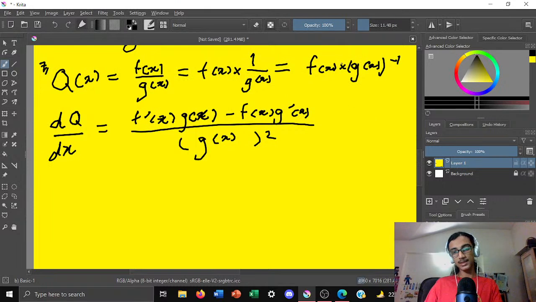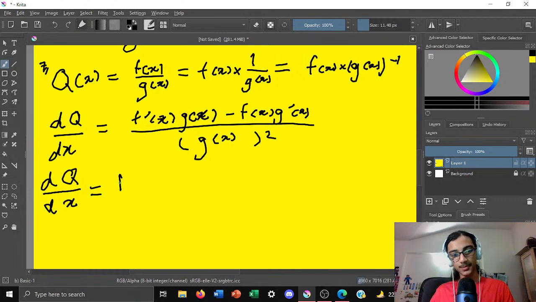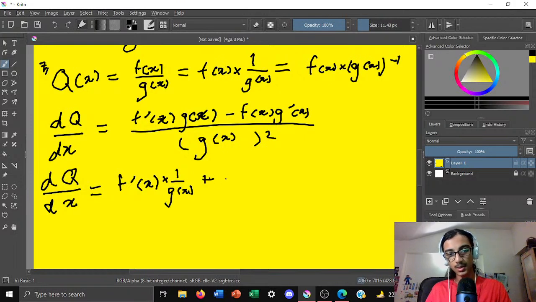This is first and foremost two functions multiplied by each other, so we're going to use the product rule here. We take the derivative of the first function, which is f prime of x, and multiply that by the second function, which is 1 upon g of x. Then we add the first function f of x into the derivative of the second function.